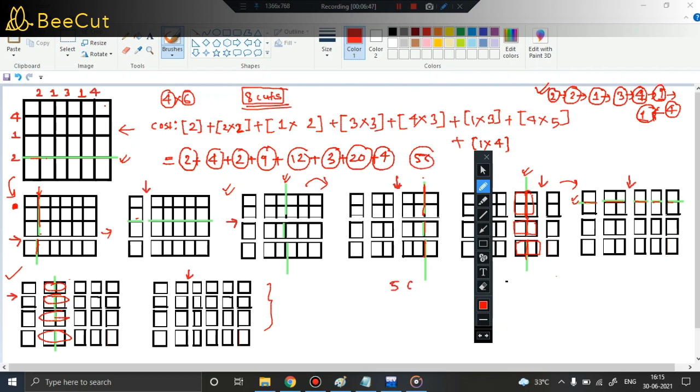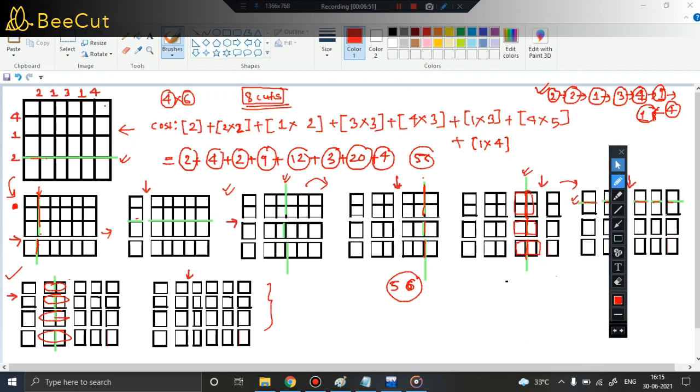What is the cost? The cost is 56. I hope you got the point how the calculation is actually being proceeded, right? Now the question is: is this the optimal cost? Is this the minimum cost? Yes or no? The answer is no. You can still reduce the cost of cutting it.